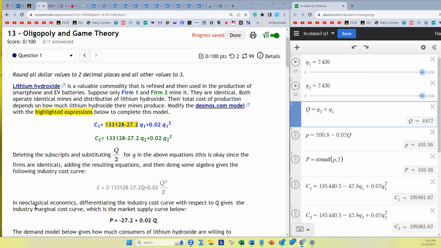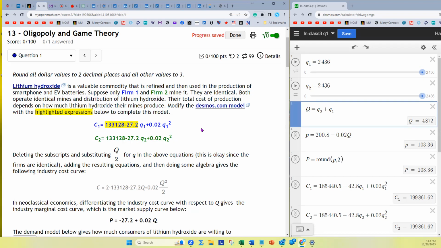Now, to do that, we have to assume, for simplicity, there are only two firms, firm one and firm two. We've got to assume they're identical. We don't want to overcomplicate it. They operate identical mines and operate identical distributions of lithium hydroxide. Their cost equations are given here. They're identical because the firms, again, are identical, right?